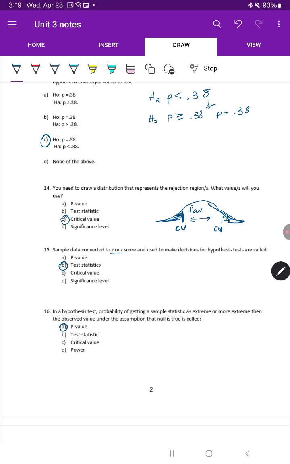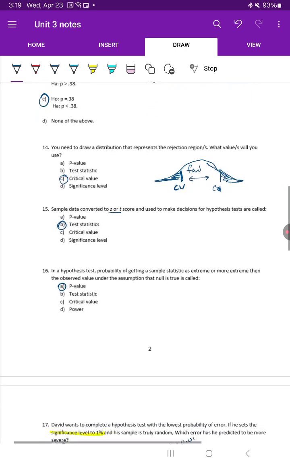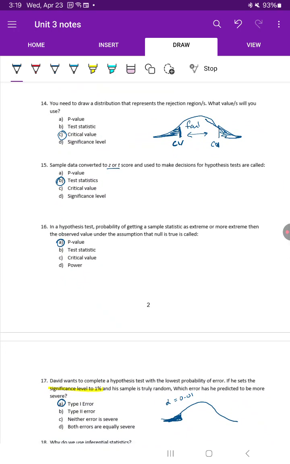The critical values are always found from our tables, the Z table at the very bottom, or the T table. Sample data is converted to Z or T for making a hypothesis test. So we have our critical value, so we have our border. We then use a test statistic to represent how our data relates to that set parameter. In a hypothesis test, the probability of getting a sample statistic as extreme or more extreme than, here's our keyword in this one, probability.